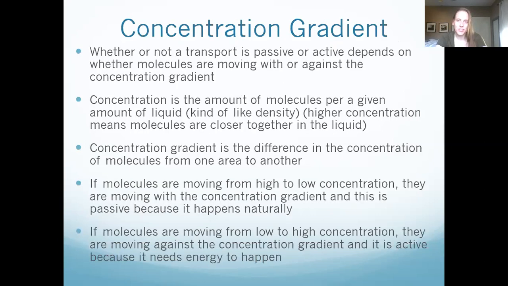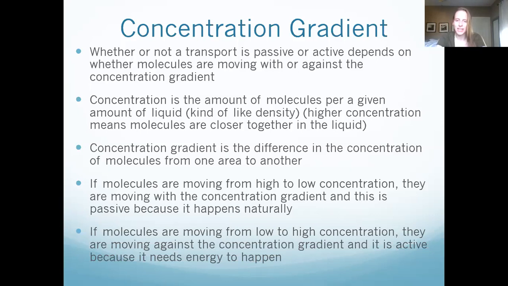A concentration gradient is one of the ways that we differentiate between passive and active transport. If molecules are moving with the concentration gradient, they can do that passively or without energy. If they are trying to move against the concentration gradient, it would be like trying to fight against the flow of a river, and that would require energy. So we call that active transport.